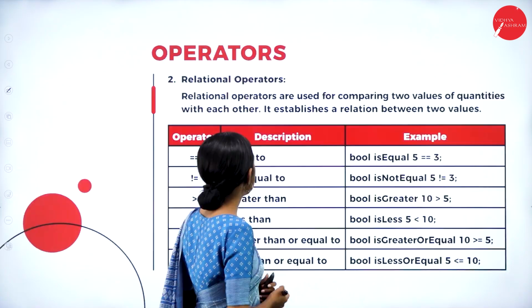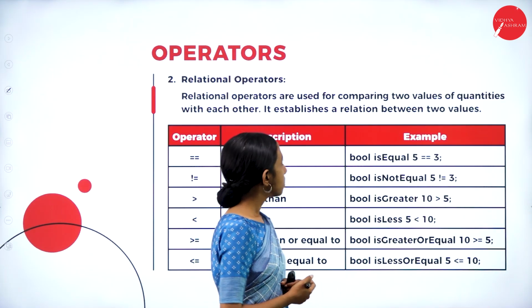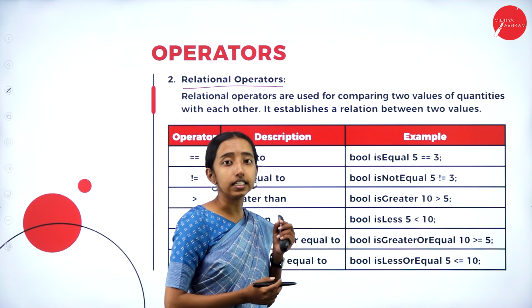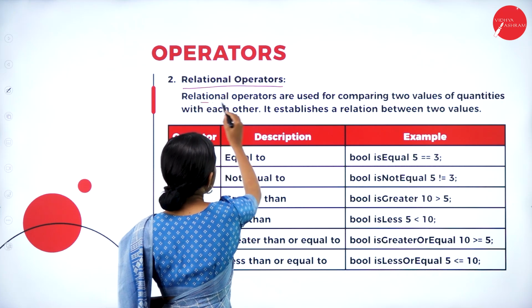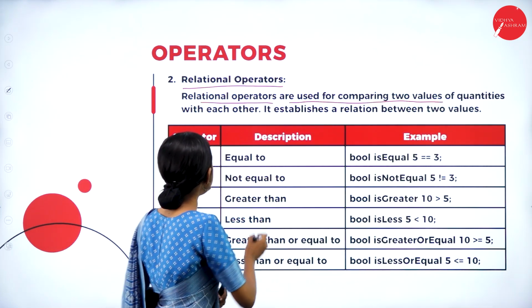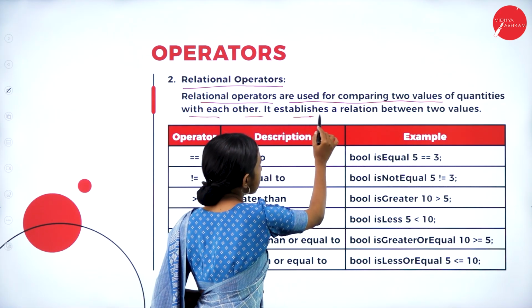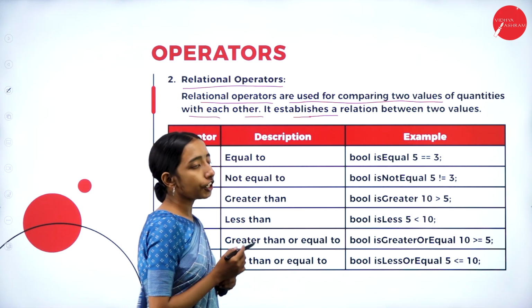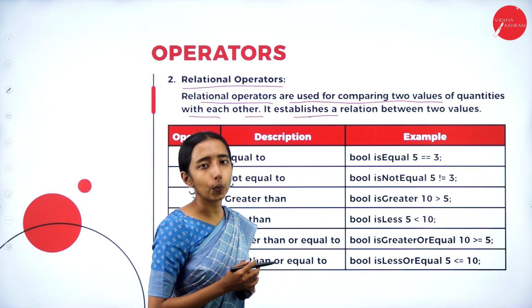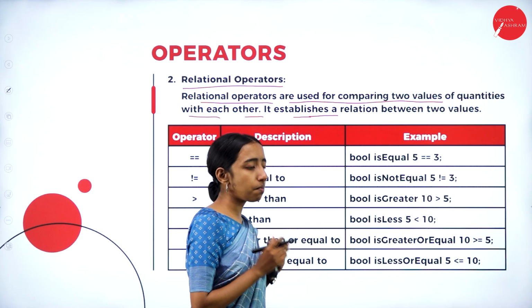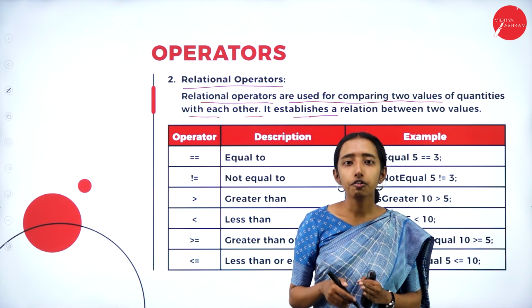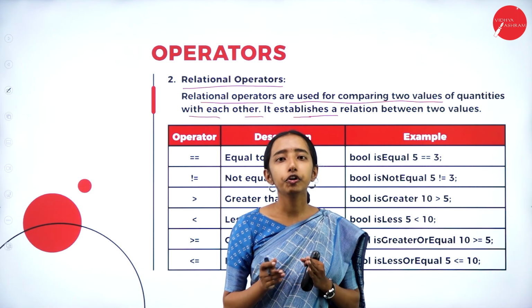Next we are having the relational operator. So what is this relational operator? As the name says, it is relating. The relational operators are used for comparing two values or quantities with each other. It also establishes a relationship between the two values. So in a simple way, we can say that the relational operators are used for comparing between the two operands.